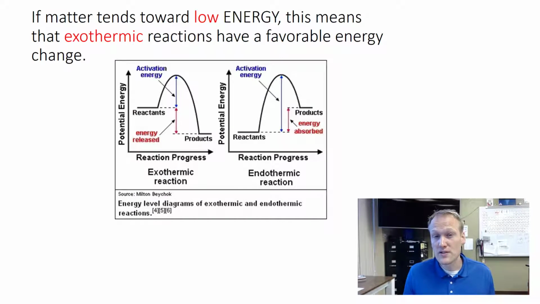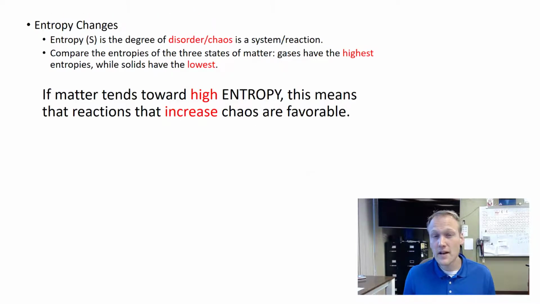We learned in a previous unit that matter tends toward low energy. Matter typically wants to break apart so that it has lower energy molecules with not as many bonds. So because of this, we would assume that exothermic reactions where the products have lower energy are more favorable. Another thing that can drive a reaction is entropy changes.